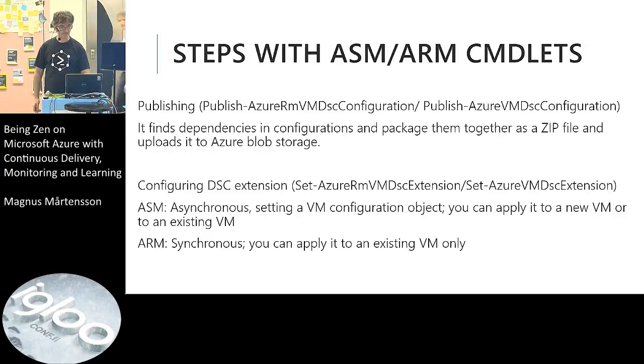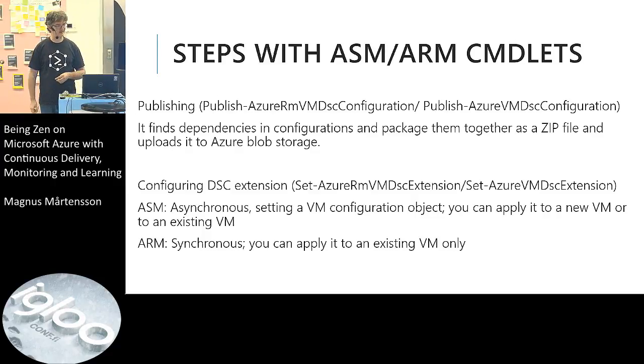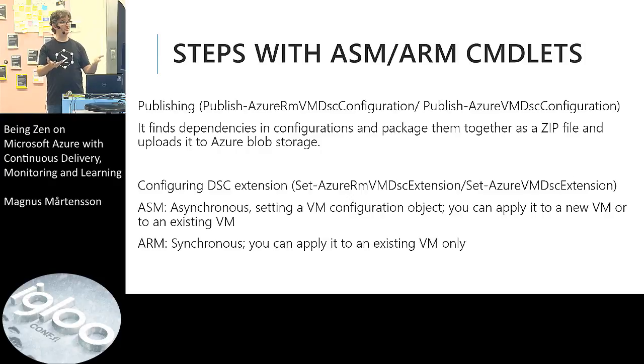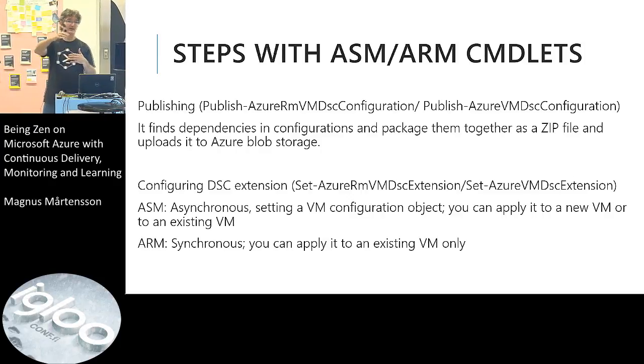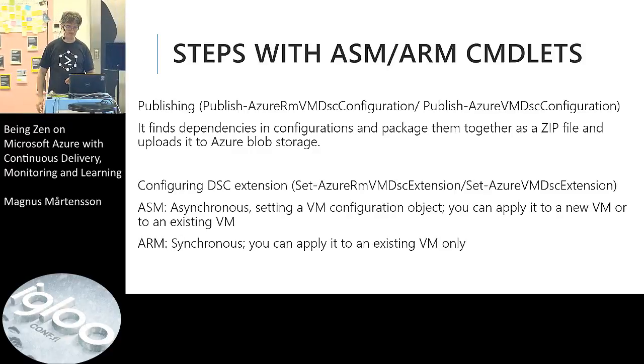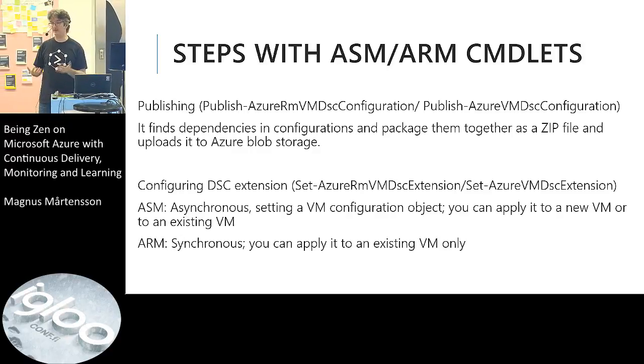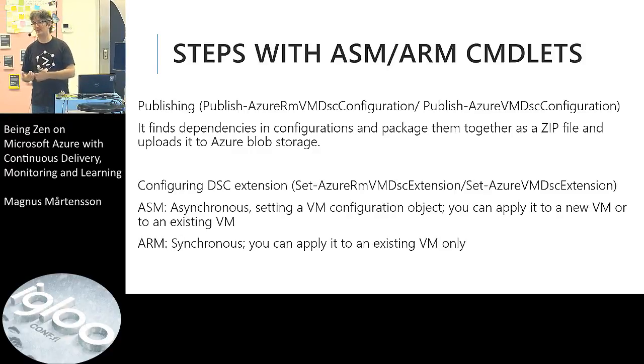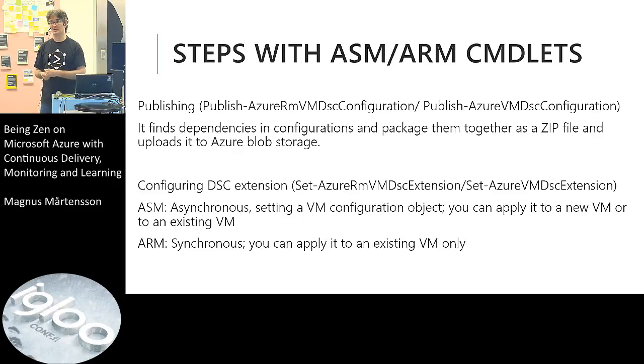Okay. So the steps for working with the cmdlets and the DSC extension: we first need to publish our configuration. So we will have a configuration, and then during the publishing process, a zip file will be created with that configuration and all the needed resources for configuring something if they are not built in, and then it will be uploaded to an Azure storage account. Then we will use the Set cmdlet to actually configure our VM.